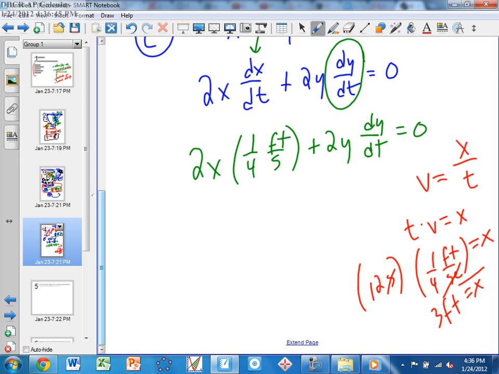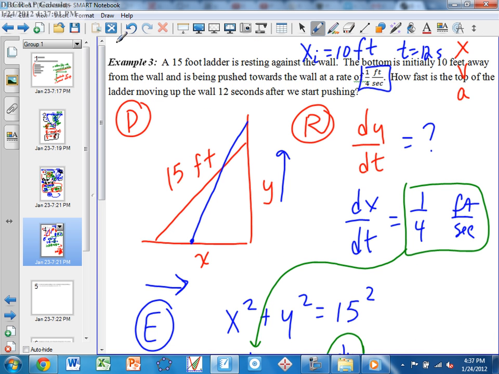Now, what does that mean, though? It does not mean that x is 3. Be careful. Where did it start, and where is it now going to be? 7. It's getting closer. It said it was moving toward the wall. Look at the problem. It started 10 feet away initially. The initial starting distance was 10 feet from the wall, and it says that the bottom is initially 10 feet away and is being pushed towards the wall.